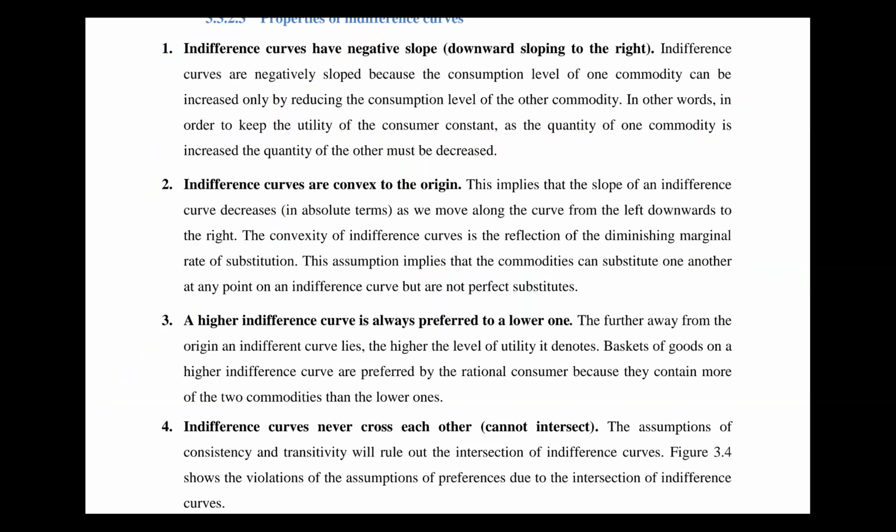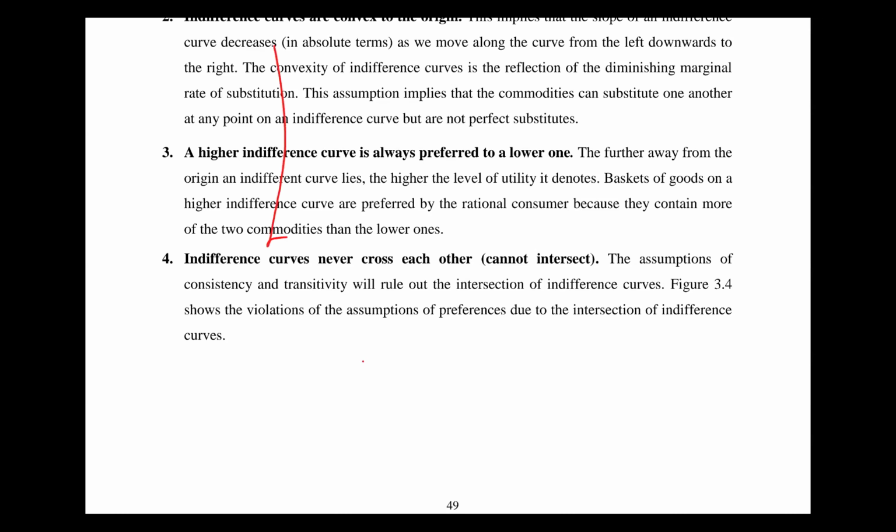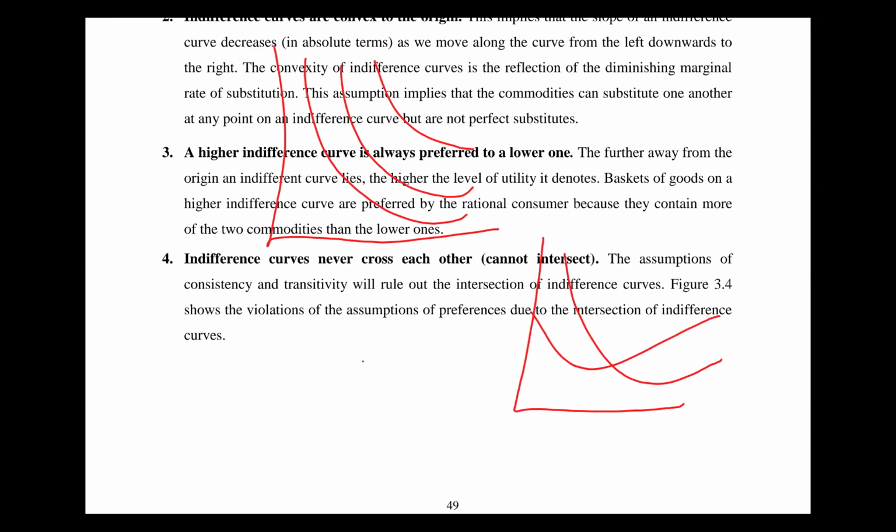So let's continue now. Property number 4: indifference curves never cross each other. They cannot intersect. This is important to take home. Indifference curves would always be parallel to each other. They would never cross. You can't have indifference curves like this. They don't touch each other. They don't intersect. They don't cross. That is the assumption, all right?